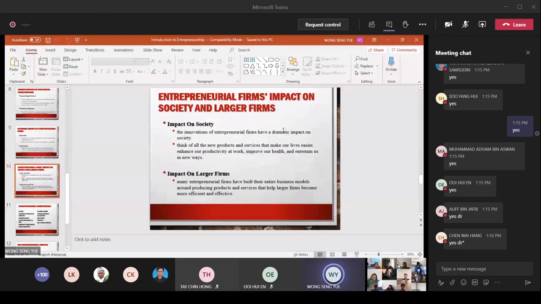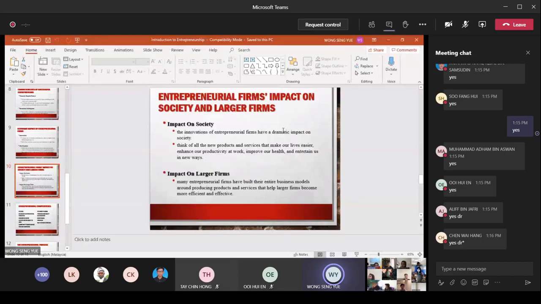I give an example here. I use the same example, GrabFood. GrabFood to me is a service. Actually, it is one component under Grab. So there will be a lot of larger companies like KFC, Burger King, MacD, and many larger firms, especially because of having GrabFood. The main GrabFood will be just a mobile app.